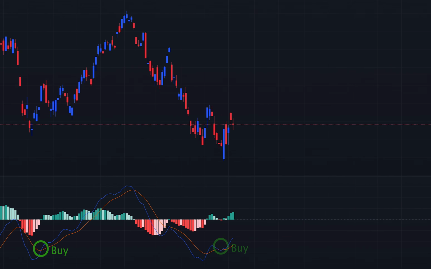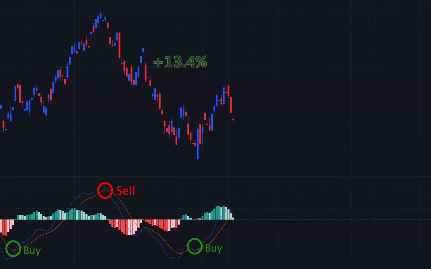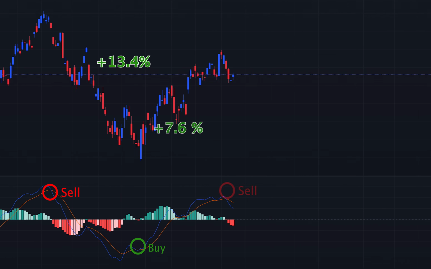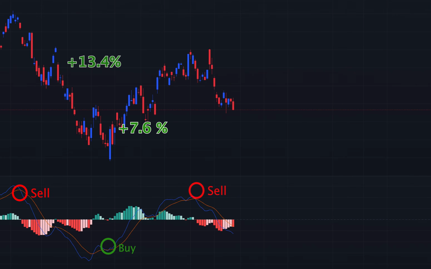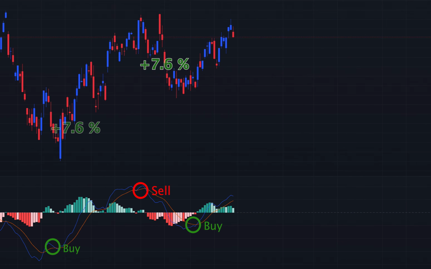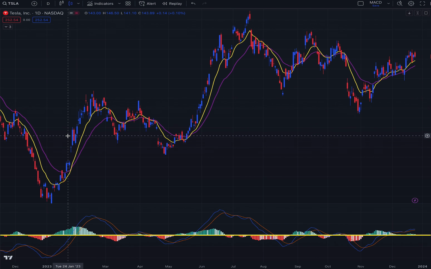Pairing the MACD indicator back to the stock chart, we see how bullish and bearish crossovers of the MACD indicator correlate to bullish and bearish movements in the stock's price. Now we're going to look at how we can increase our odds with other indicators. Next, we're going to look at a chart of Tesla stock, and we're going to add the relative strength indicator to the chart.